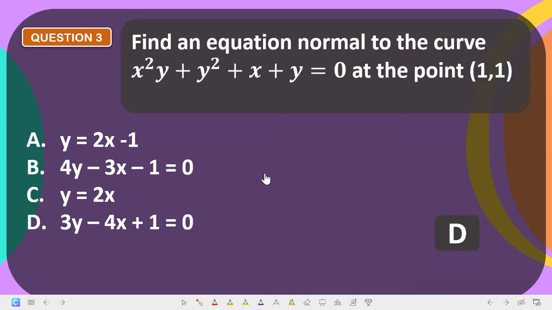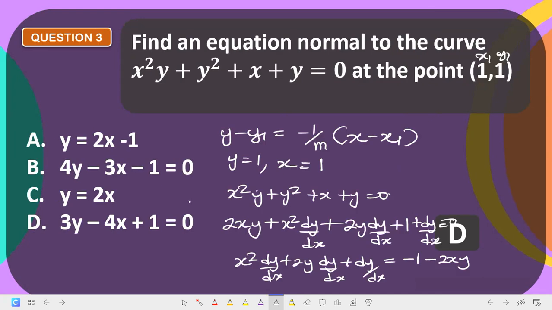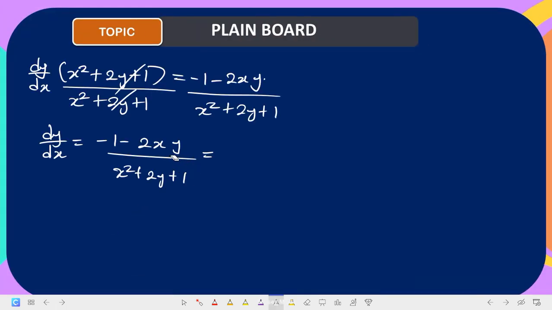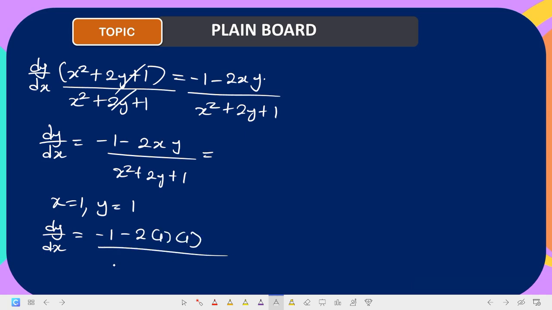Now, recall that it was given that our x is 1, y is 1. So you come here, wherever you see x, put 1. Wherever you see y, put 1. So you now say that x is equal to 1, y is equal to 1. So therefore, dy over dx is minus 1 minus 2 bracket 1 bracket 1 divided by 1 square plus 2 bracket 1 plus 1. And this gives us minus 1.